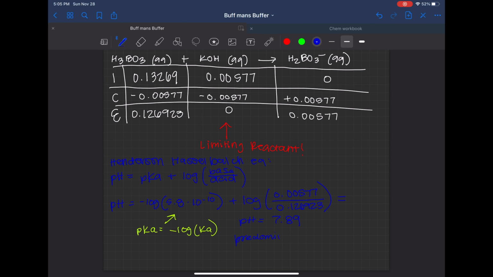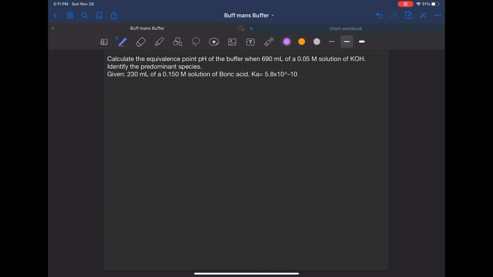This gives us our new pH of 7.89, and our predominant species in this region, which is the second region, is the boric acid. The predominant species of this reaction is going to be the boric acid because the limiting reactant was the potassium hydroxide, which was consumed completely.